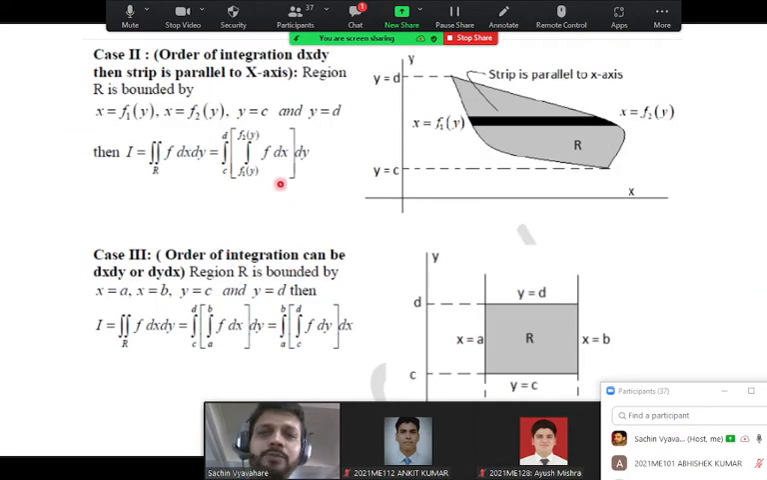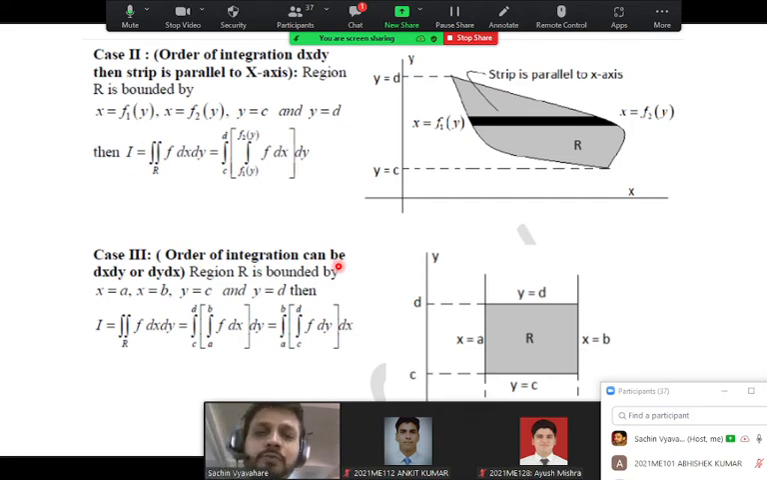So here you will observe what we discussed in case 2. I said we take that horizontal strip. Suppose there is a horizontal strip and it is touching x equal to F1(y) to x equal to F2(y). So those are the limits of x, that is F1(y) to F2(y) of f dx, and then the outer limits are y equal to c to y equal to d. So that is case 2. So case 1, vertical strip, case 2, horizontal strip, and case 3, now the constant limits.